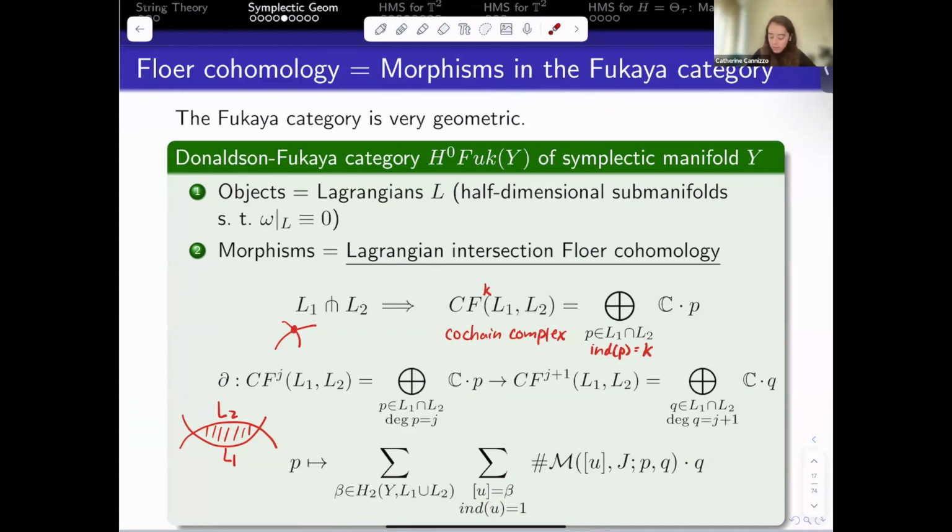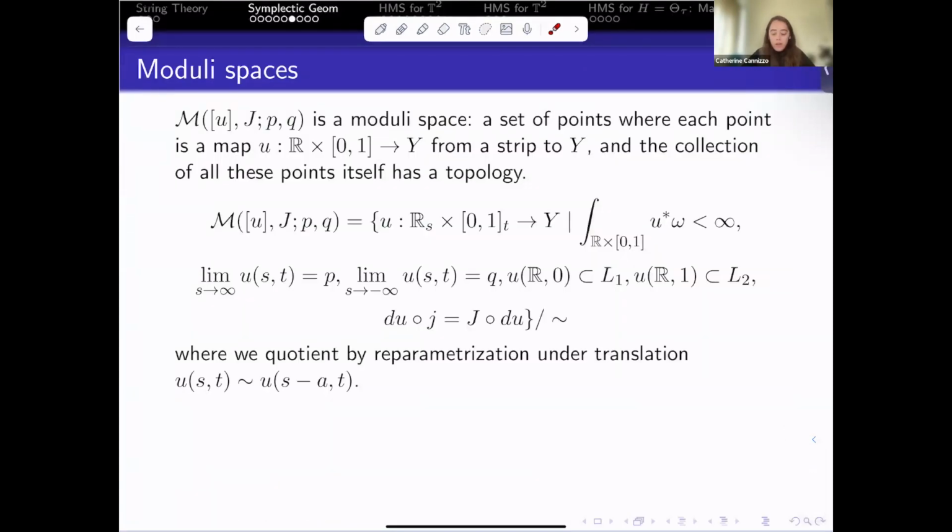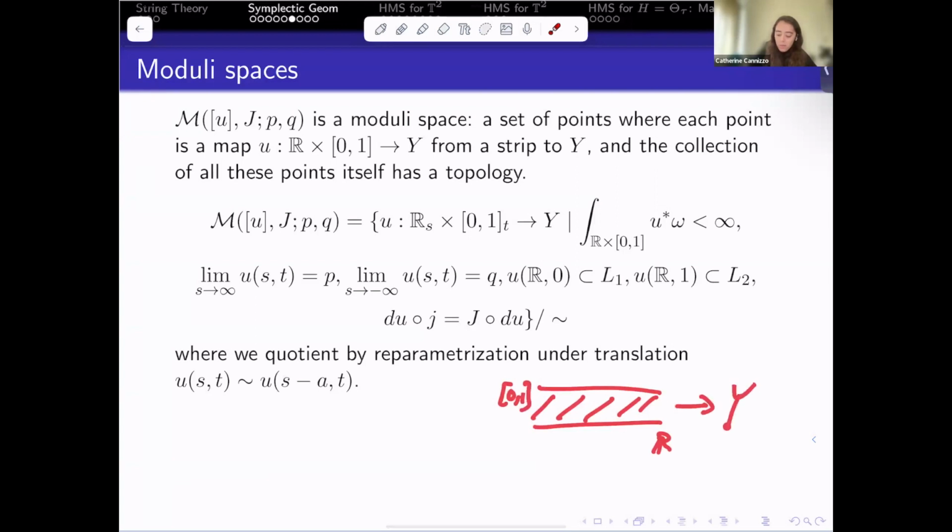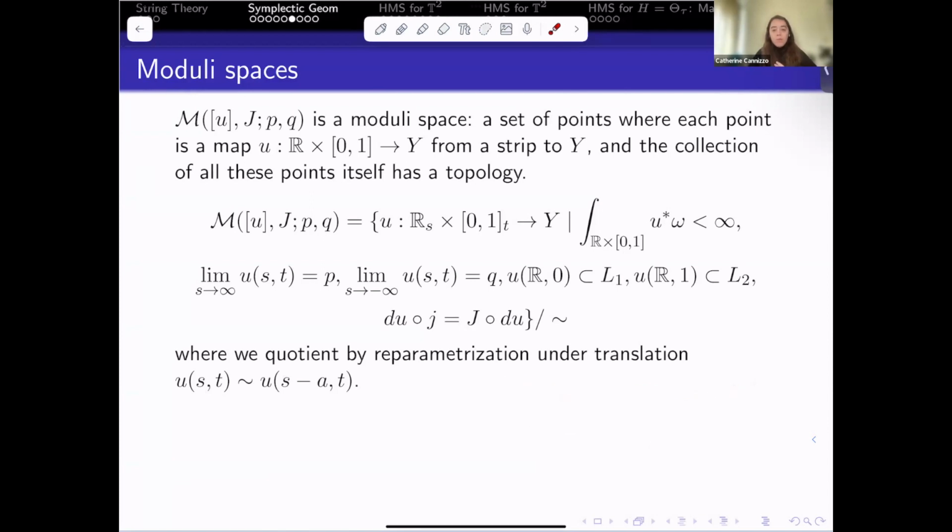Okay, so this doesn't make much sense until I define what this moduli space is. So let me do that. This is a moduli space. It's a set of points where each point in this set is actually a map from a strip. So this is R cross [0, 1] into the symplectic manifold Y. And all of these points together, thinking of each map as a point, actually have a topology. There's a way to put a metric on the set of these maps, and in fact, a manifold structure. So specifically, this moduli space consists of points where each point is a map from the strip into Y that satisfies a bunch of properties.